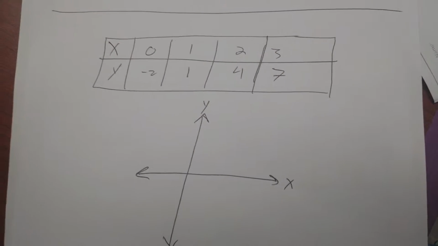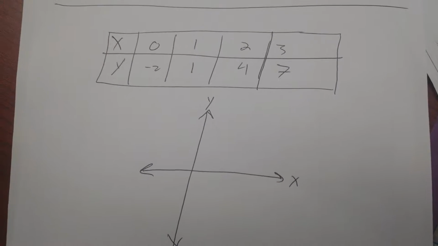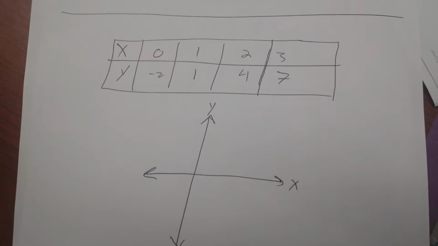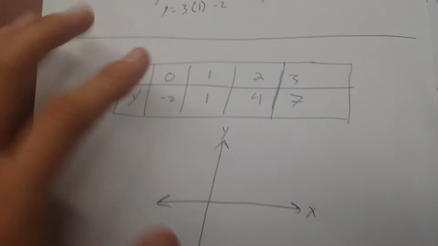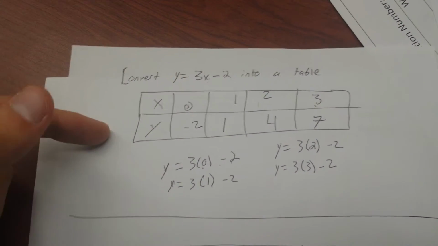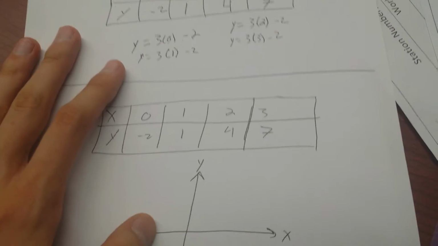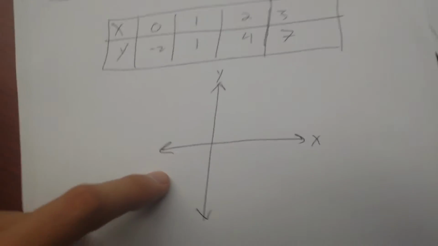I wanted to detail a YouTube video showing you one skill that was a little weak on your exit ticket scores. Moving from a table to a graph. So in the first part of this problem, typically we see that we're asked to convert equations into a table. You nailed that, you were right on top of that. So what happens when we move from the table to a graph?